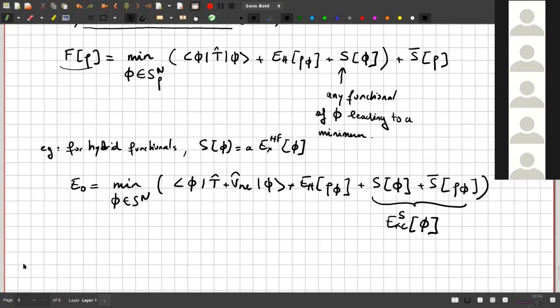Okay. So you see that in this respect, the Kohn-Sham scheme was only a special case. The Kohn-Sham scheme is recovered when S is equal to 0. In this case, you don't have a functional of phi, you simply have a functional of the density, and this is the complete exchange correlation functional. But you have a lot of freedom to have any functional of phi that you want here.